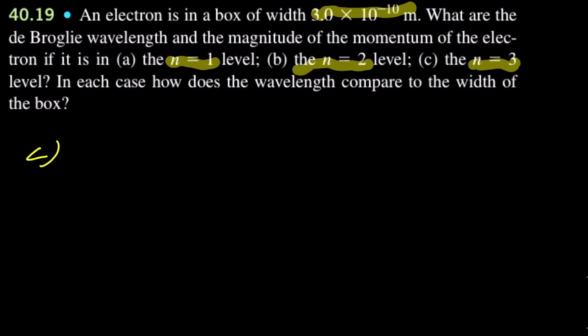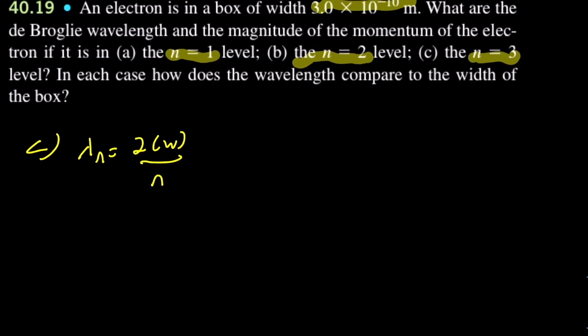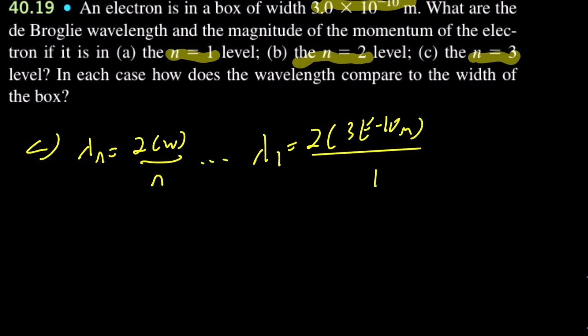So let's recall that de Broglie's wavelength is 2 times the width of the box over n. And in this case, lambda 1 is equal to 2 times 3 times 10 to the negative 10th meters over 1, and that should be 6 times 10 to the negative 10th meters.